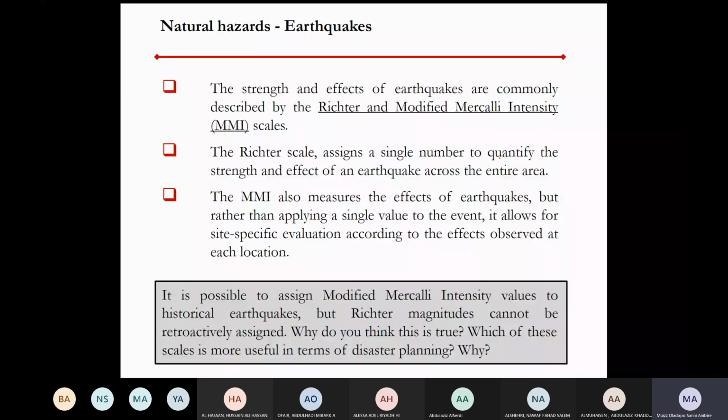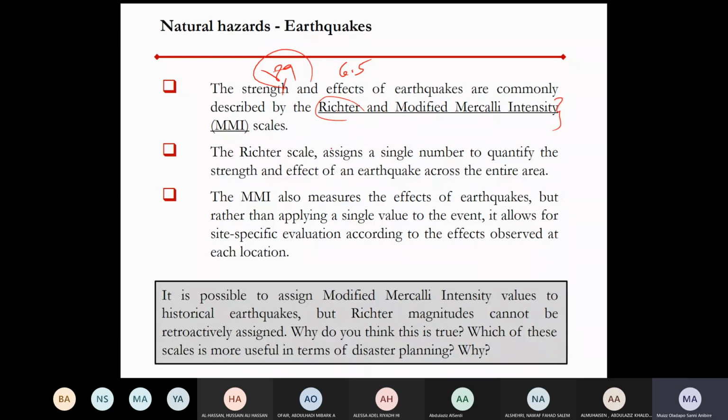Now, the strength of earthquakes, how do you measure earthquakes? Usually we measure earthquakes based on the Richter scale or modified Mercalli intensity scales. Usually in the news, this is what you're going to hear: an earthquake of 6 point something on the Richter scale, an earthquake of 6.5 magnitude, an earthquake of 8 magnitude, 9. This is probably in some places like Japan.